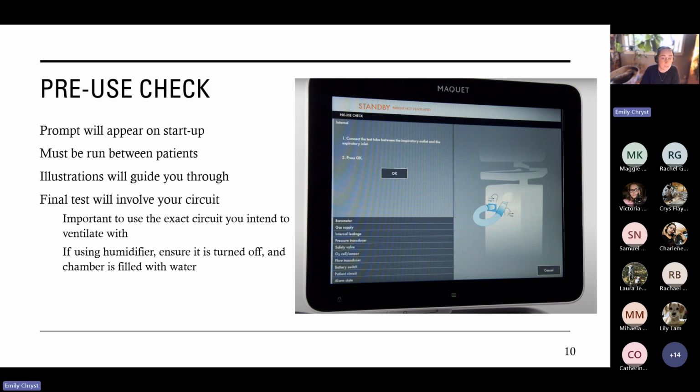So in theory, it's fairly simple. Of course, there are points where nuance is involved, but you will have had that training either from Brooke or your rep to feel comfortable with this pre-use check.